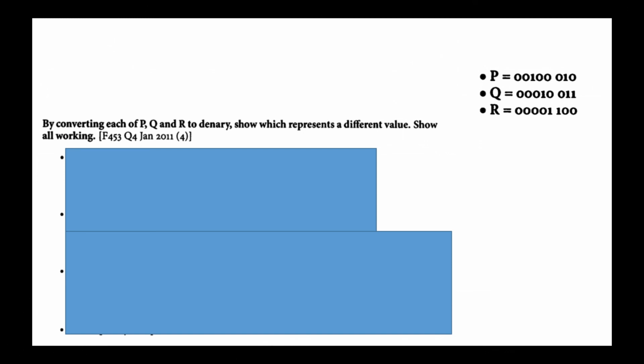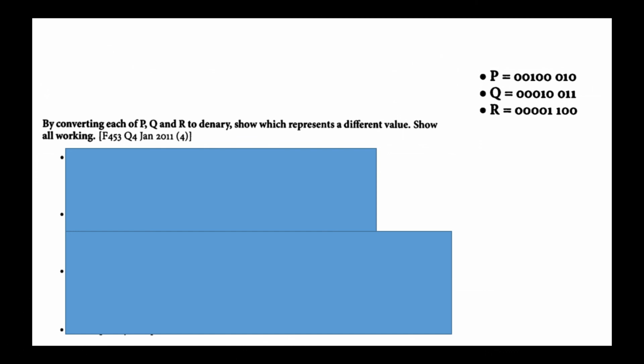Right then, so you're given P, Q, and R. And you've got to convert these binary numbers to denary, and show which represents a different value, and be sure to show your workings. So you've got to use the binary number to create it into denary. So have a go at this, see how well you do. Right, so let's have a look at the answers.